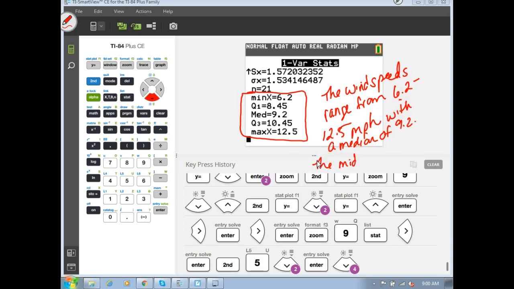The middle 50%. Okay, my pen's going to stop working. The middle 50% lie between what two values? Thank you. Are between... Why did I choose to write this on my calculator is a better question. 8.45 and 10.45. Now, I didn't really look at the data very closely.